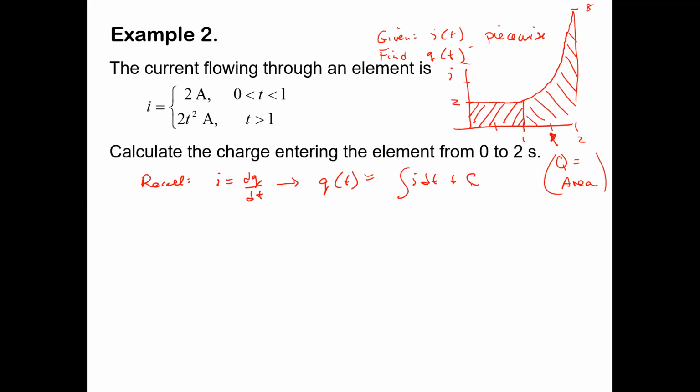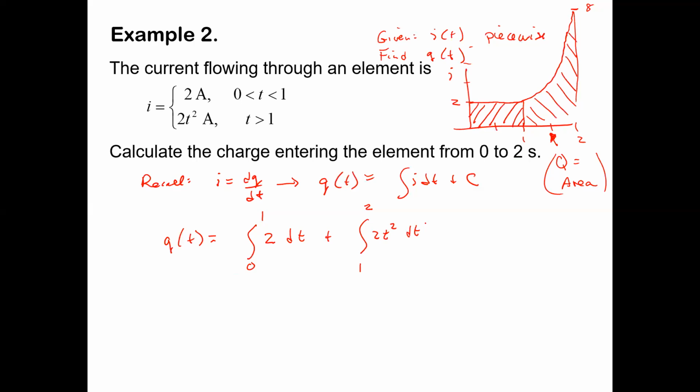So all we have to do is say, all right, so q of t. There's going to be some constant here, but I actually think of this more as a definite integral, right? So in other words, we can say q of t is going to be the integral from 0 to 1 of 2, because that's I, dt, plus the integral from 1 to 2 of 2t squared. It's a definite integral because you've got definite limits there. You really want to know what's the current flowing from 0 to 2.